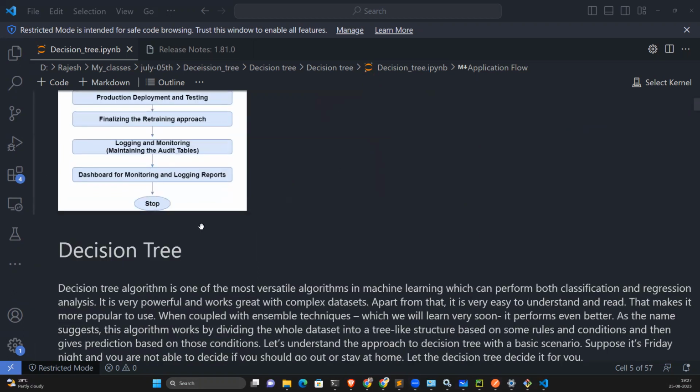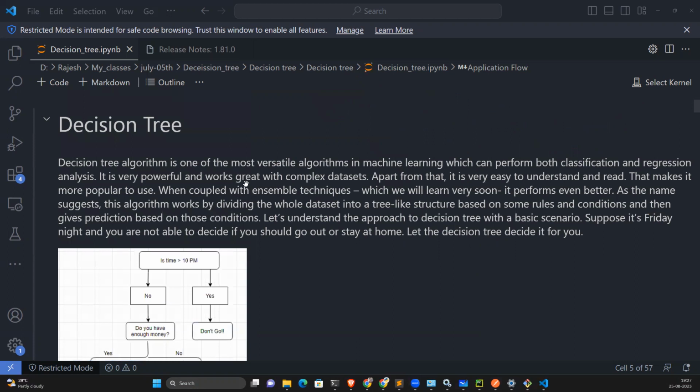Now let's begin decision tree. Okay, so forget about what things you learned or whatever classes you missed. Just focus on this class and today take a promise with yourself. You guys will complete the decision tree classifier at least. Okay, so afterwards, the things are very common.